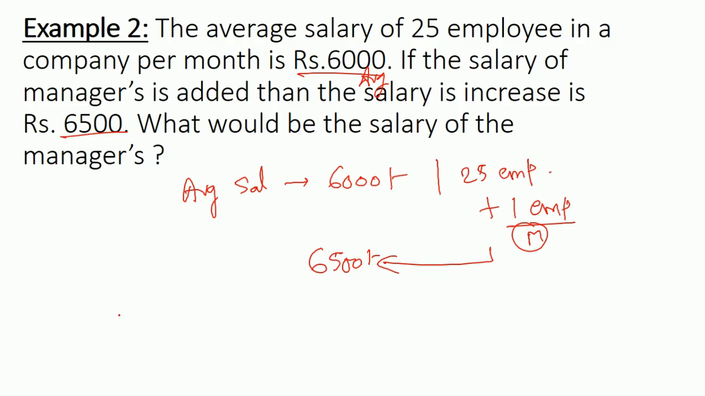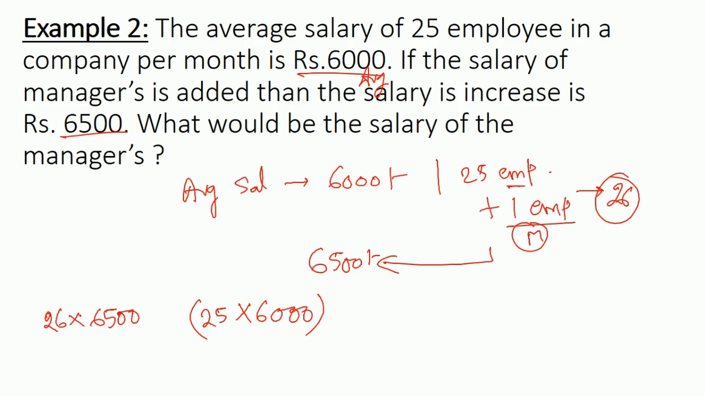So what you can write about it? We can write that there are 20 people, each with an average 6,000 salary. That was the total salary for that company. And now the average salary becomes 6,500 and the total number becomes 21, because 20 employees plus the manager. That becomes more. Obviously this is more than this. So what we need to find out is the remaining salary. So do the difference between these two.